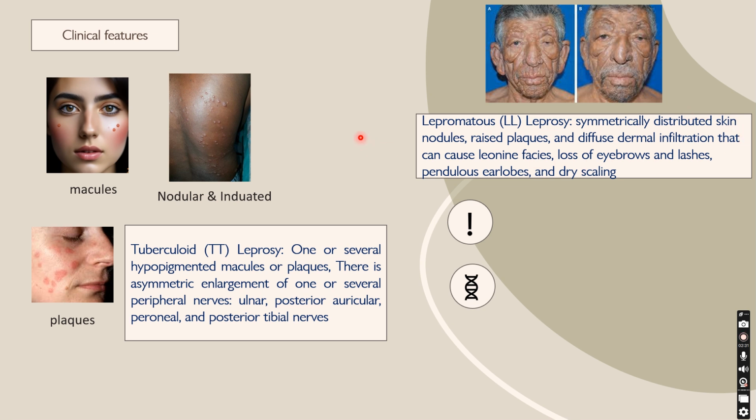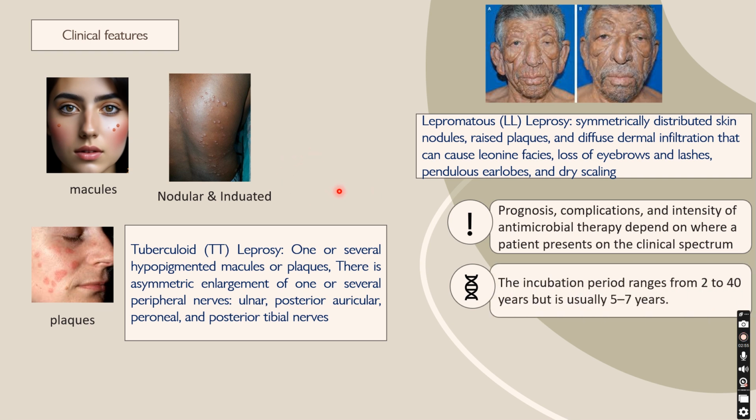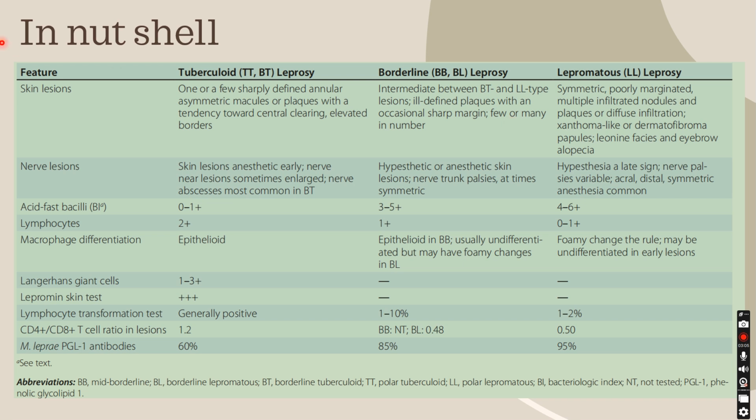Whereas in lepromatous leprosy, which is the last stage of the spectrum, there will be symmetrically distributed skin nodules, raised plaques, diffuse dermal infiltration, and it causes the classical leonine facies. You can see all the features which we discussed here: loss of eyebrows, indurated nodules. So any patient will present to you at any of these points on the spectrum, and your treatment depends on the stage at which they present. And as I said, these are very slow growing mycobacteria. So it will take 2 to 20 years or 40 years to establish the disease, but it can be observed in 5 to 7 years also.